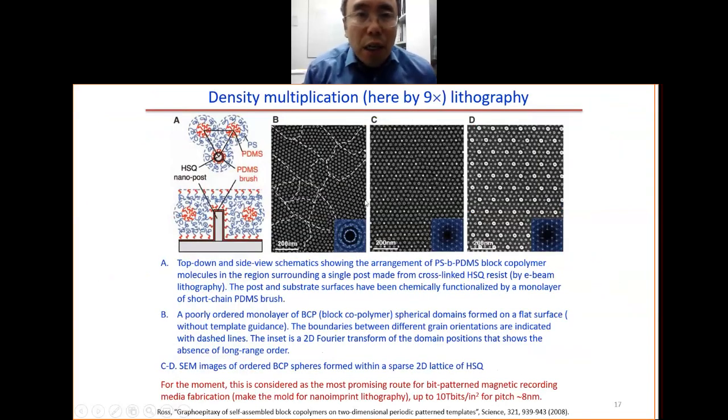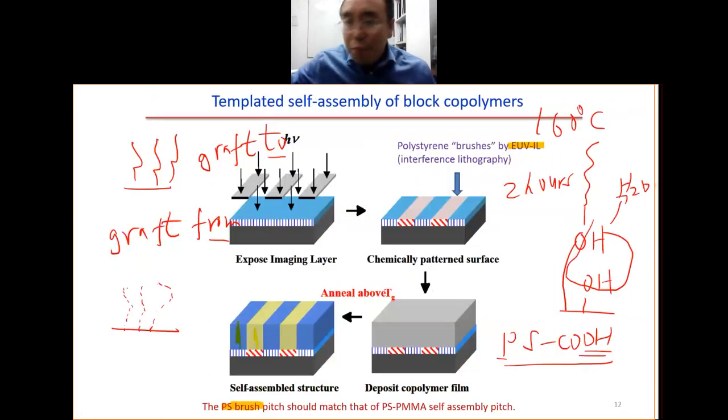So last example is the density multiplication, here by 9 times. So here you can see, we pattern the post. This post is patterned by electron beam lithography. So the number of the posts, including the small posts, small pillars, is 9 times more than the number of these big pillars. This is different from here. In the example here, we have this 1 to 1 ratio. So the number of the lines is the same as the number of the pattern at the end. So we do not increase the pattern density.